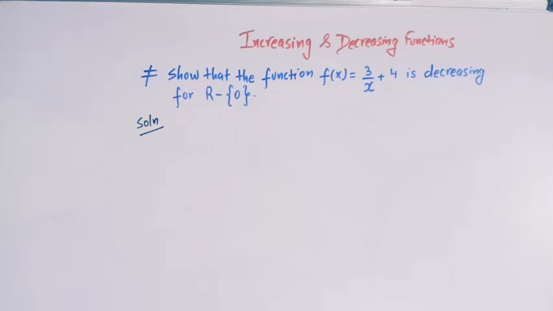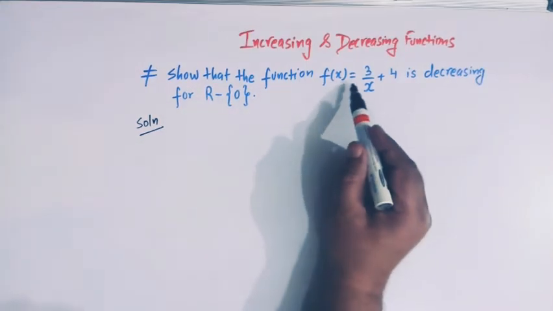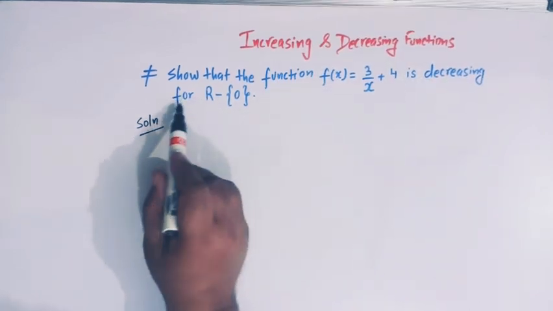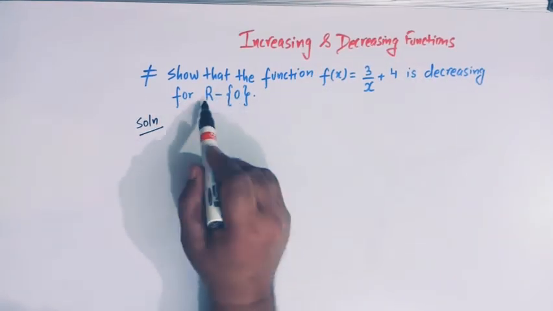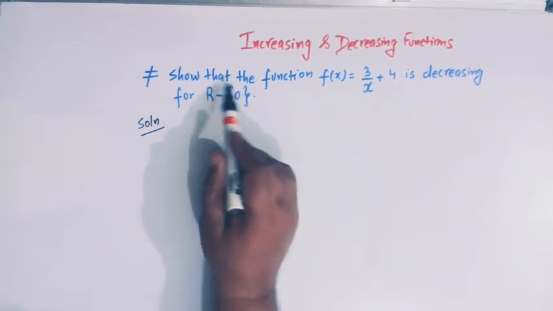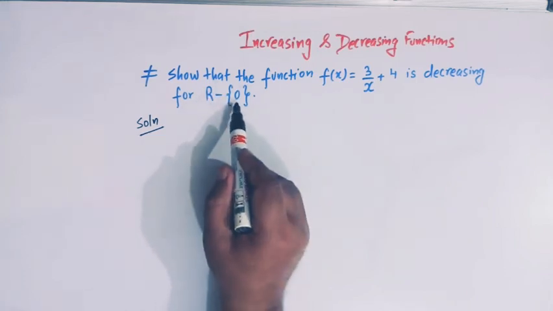Hello viewers, in today's class we are going to solve some problems related to increasing and decreasing functions. So here we'll take some conceptual problems, and the first problem is: show that the function f of x is equal to 3 over x plus 4 is decreasing for R minus 0. That is, R is the set of real numbers. So the domain is all real numbers excluding 0, right?